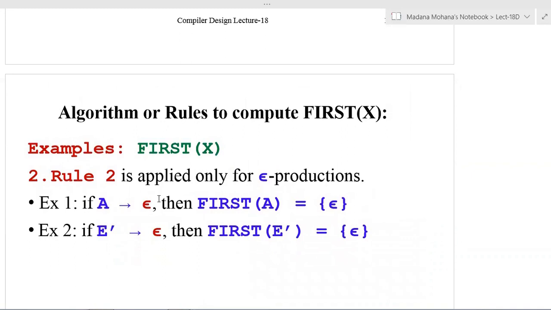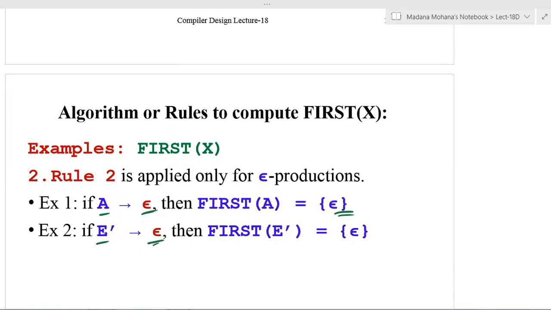That means if a variable derives epsilon, or the right hand side contains a null production, then you can directly apply rule 2. Then first of null equals null only. So now A derives epsilon. That means A is a null production. In this case, first of A equals null only.